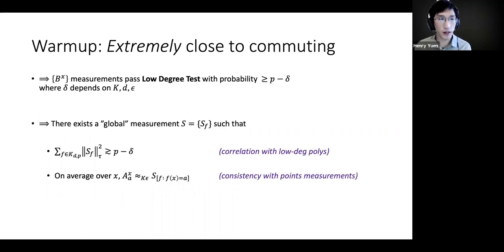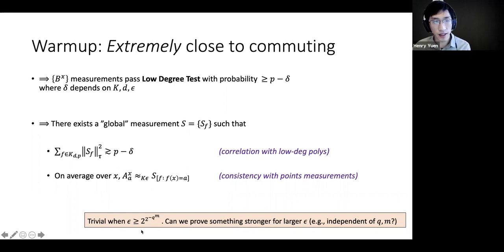But if it is, then by passing over to these exactly commuting measurements, since these B's were close to the A's, they pass the low degree test with probability that's close to p. And we then use what we know about exactly commuting measurements to say that there must exist global measurements S sub f that have correlation with low degree polynomials, and they're also consistent with the original points measurements. Okay, but this is kind of trivial when epsilon is anything that's not super tiny. So you'd like to prove something for larger epsilon, hopefully independent of q and m.